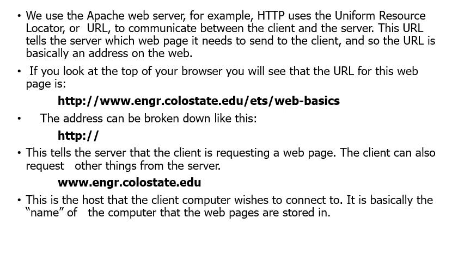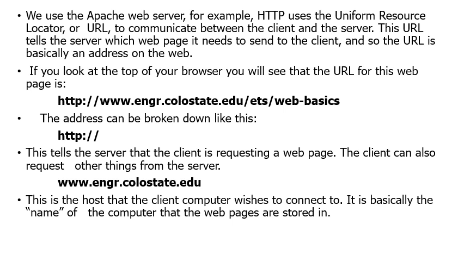This can be divided and explained. The address can be broken into http colon slashes. This tells the server that the client is requesting a web page. The client can also request other things from the server, but the HTTP tells that the client is requesting a web page.